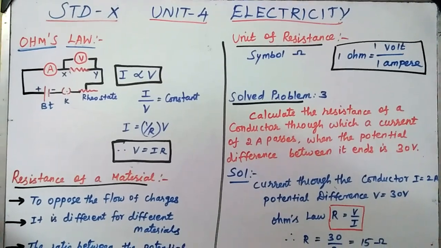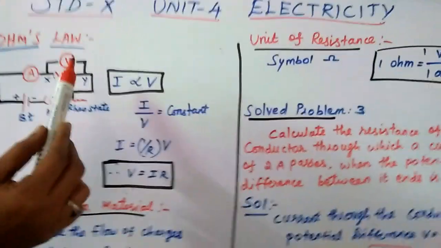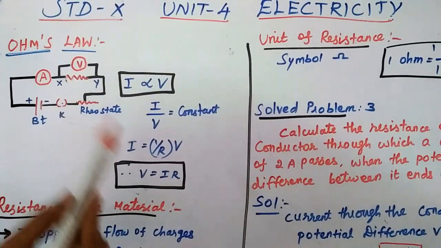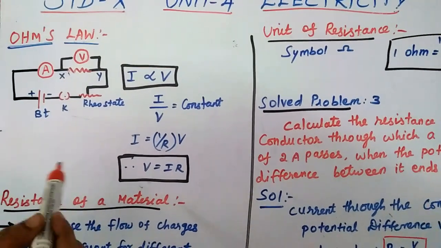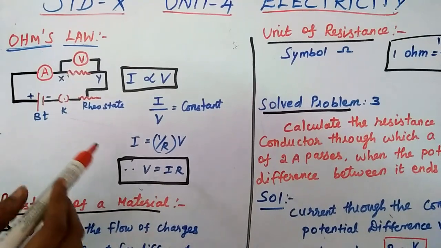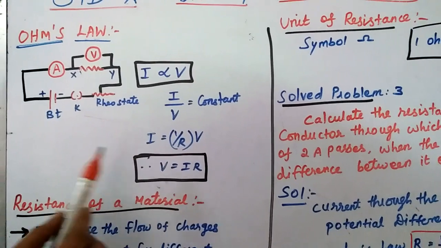Today we are going to discuss 10th standard unit 4, electricity: Ohm's law. A German physicist, George Simon Ohm, established the relation between the potential difference and current, which is known as Ohm's law. So the relationship can be understood from the following activity.